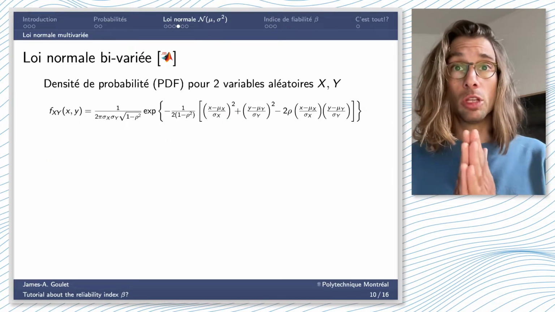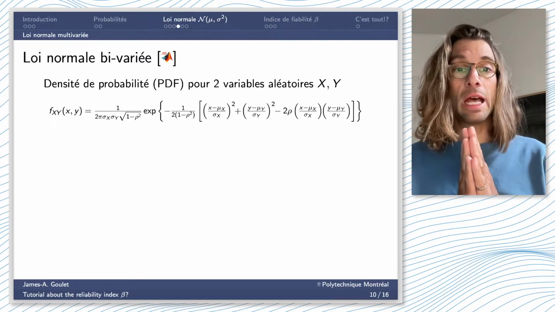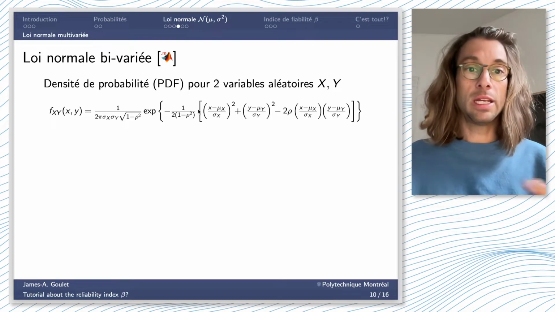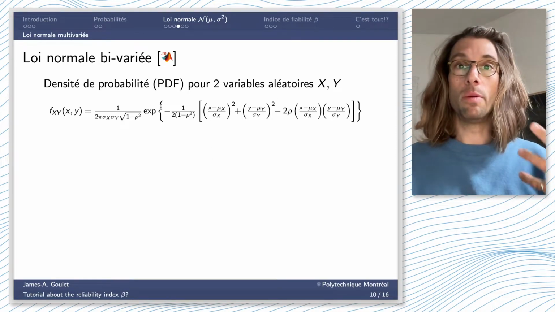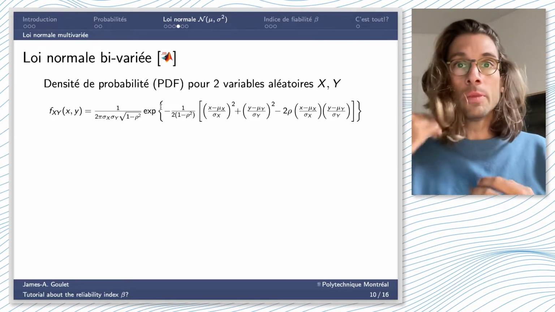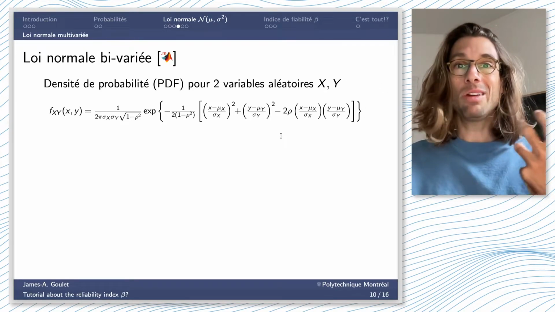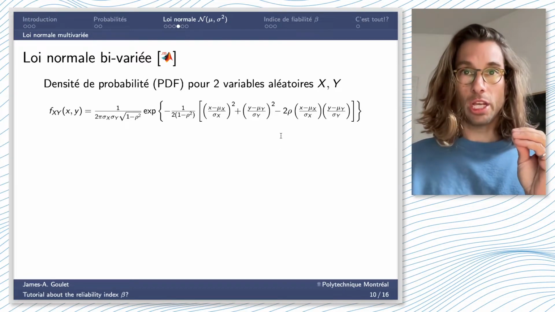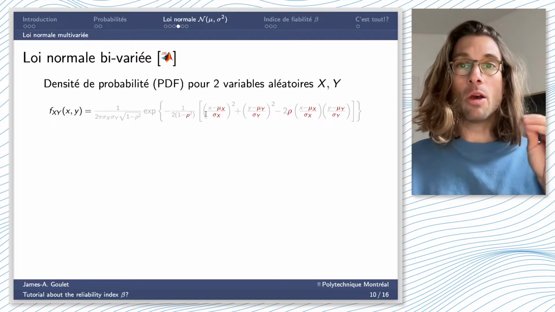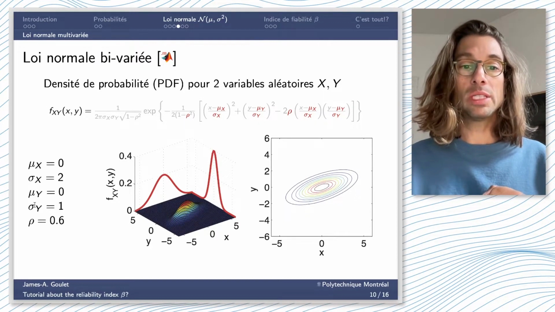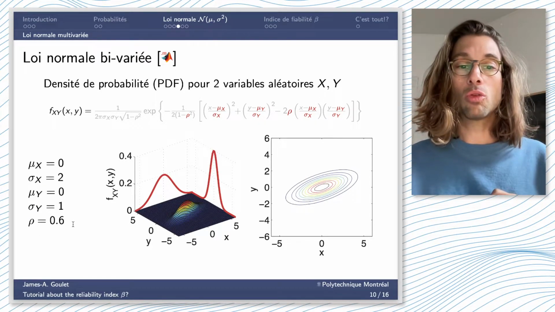Before going there, we need to look at the bivariate normal random variable. In this case, this is the expression for a bivariate normal random variable, where we have for x and y the analytical formulation. Again, we don't care about this specific analytical formulation. What we care about here is to see what the parameters that govern it are. We have 2 mean parameters, 2 standard deviation parameters, and a correlation coefficient.